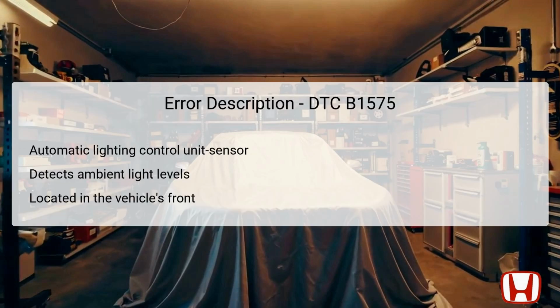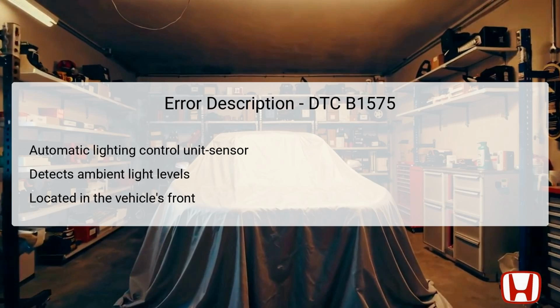DTC B1575 indicates a malfunction in the automatic lighting control unit sensor. This sensor is crucial as it detects ambient light levels to automatically adjust the headlights, enhancing visibility and safety when driving. Its primary location is at the front of the vehicle, usually integrated into the dashboard or windshield area, ensuring optimal exposure to ambient light.